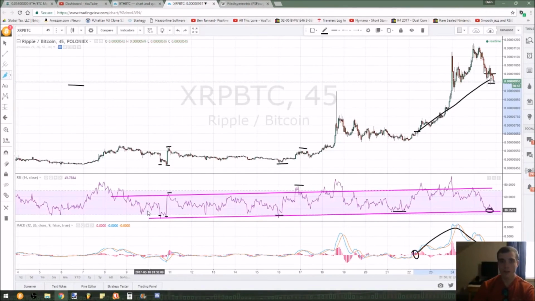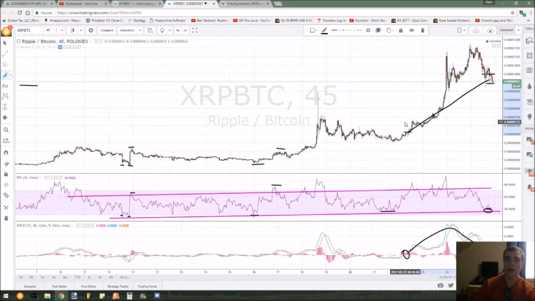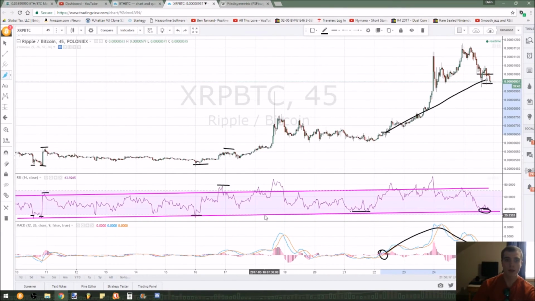And you can see how they like to move in this fashion. And it's a pretty good way to find entries and exits, I found. So I hope this helps you guys.